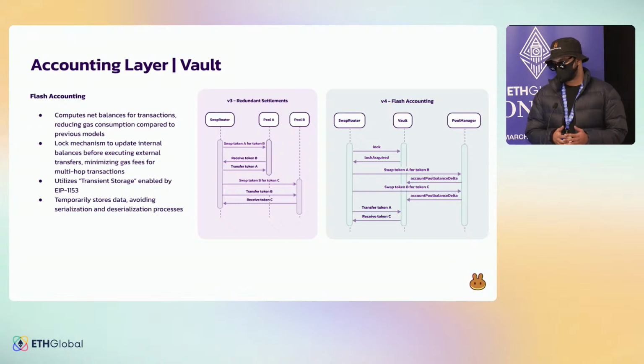Now, flash accounting also benefits from transient storage, which is enabled by EIP 1153, recently a part of the Ethereum Dencun upgrade. So in short, what transient storage does is that it avoids serialization, meaning that you are now able to store data temporarily, which is discarded at the end of the transaction, and then you don't need to write or read permanently on a permanent storage, right? So that again saves a lot of gas.